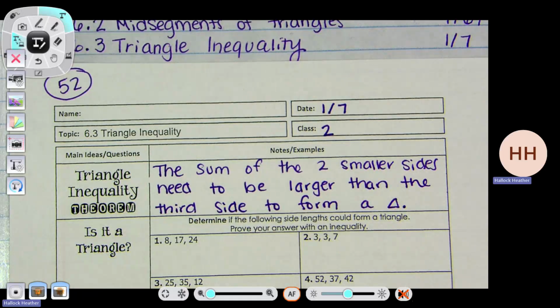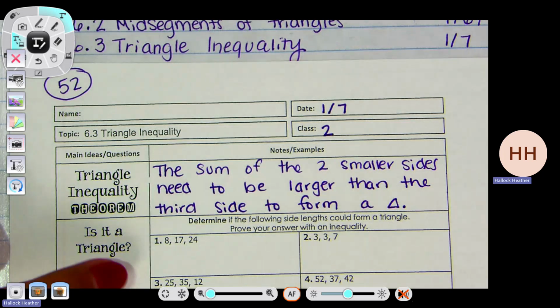form a triangle. So this is very easy today because all we're doing is adding numbers to see if the two smaller sides add to be larger than the third. If they're larger than the third, then it forms a triangle. So we're going to say yes. If it's less than, then we're going to say no because it has to be larger than.